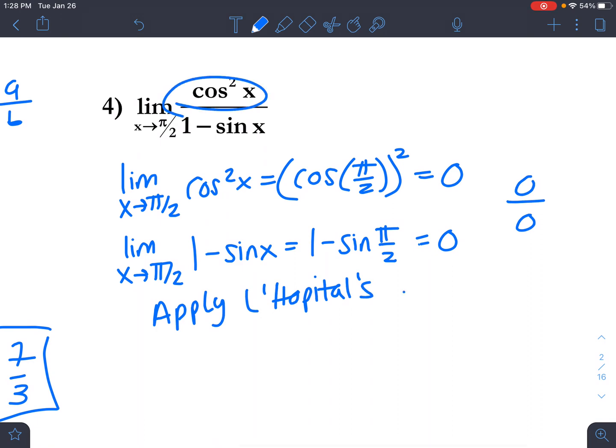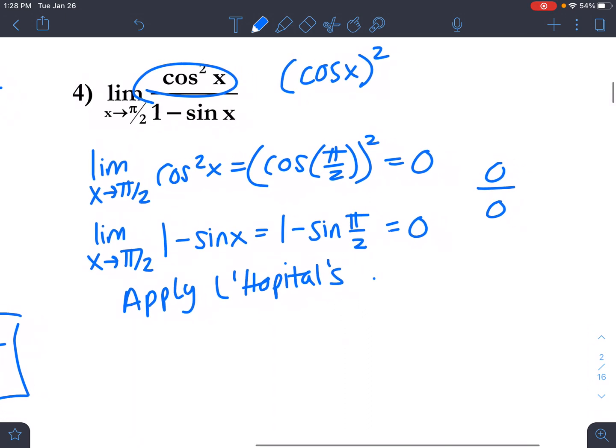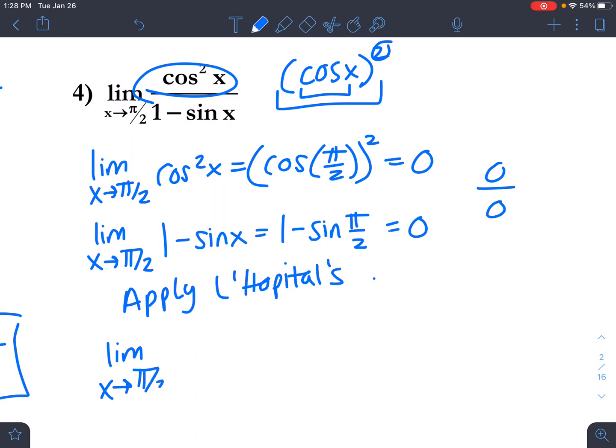Derivative of cosine squared. Remember, this is the same thing as saying cosine of x all squared. So you would deal with the power first, then deal with chain rule for cosine. Okay, so limit as x approaches pi over 2 would be 2 cosine of x times derivative of cosine is negative sine. So again, we deal with the power, then we multiply by the derivative of cosine.